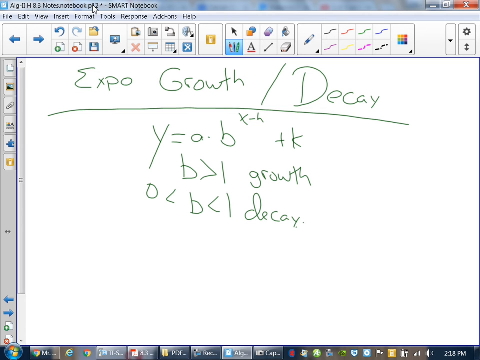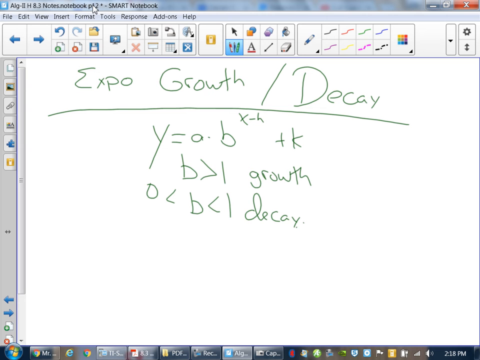Now, after that, one of the things that we looked at, yes ma'am? What if it is 1? Then you have a constant function. It won't be growth, because what's 1 to any power? 1. It's just a linear constant function. That's why it's the differences between the two.